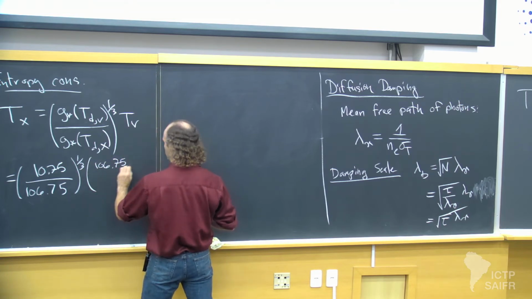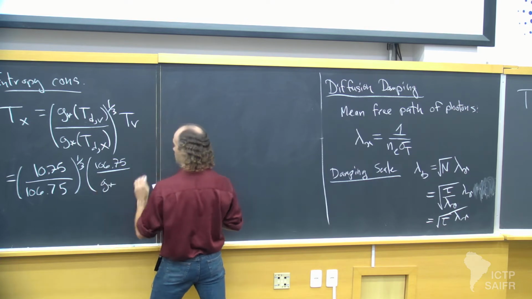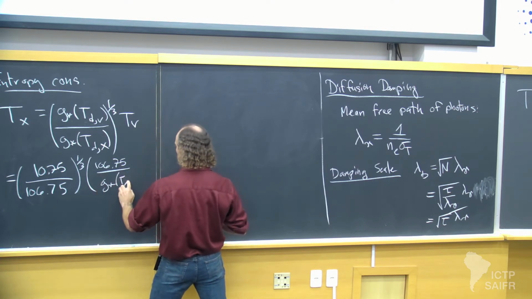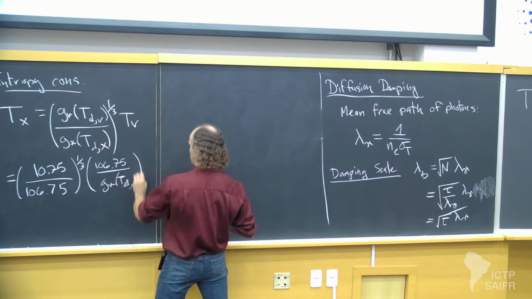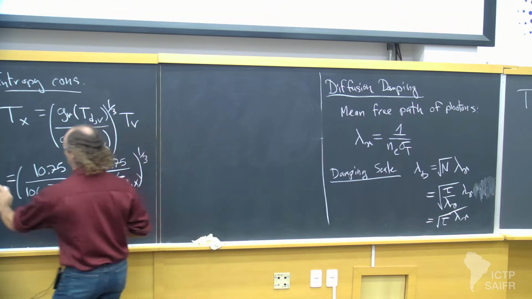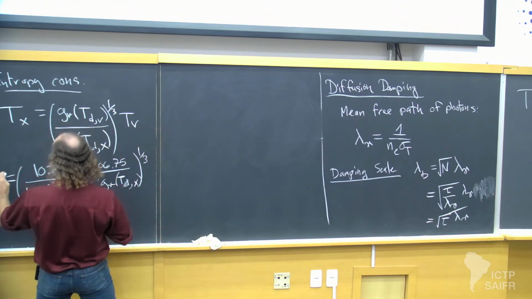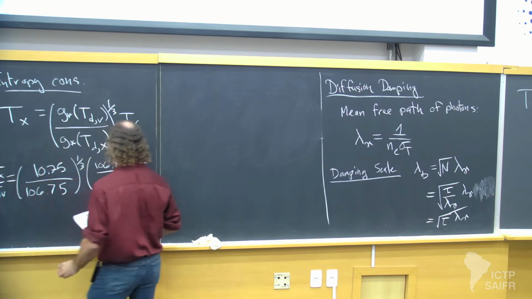Because this is an important reference number. And now we have our unknown, T decoupling for x. And I ran out of space, so I'll actually just write the ratio over here. So this is Tx over T nu, okay?